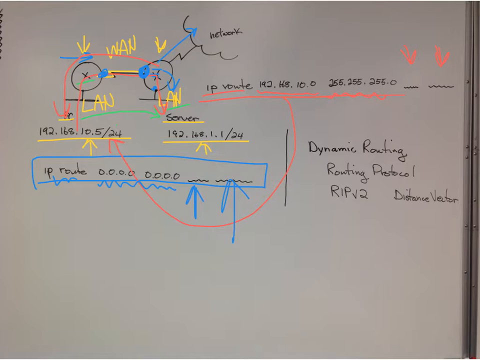Then we started talking about dynamic routing, using a routing protocol, and we used RIP version 2, a distance vector protocol. In this case, they just look at their neighbors and they learn about routes from their neighbors. So we set up our own lab, so let's take a look at it.